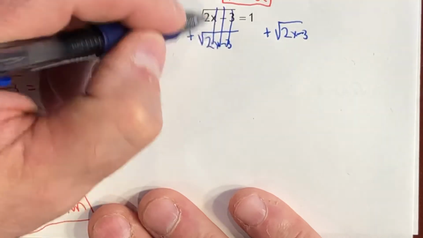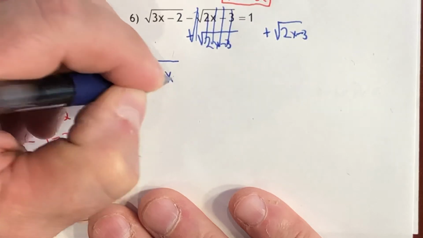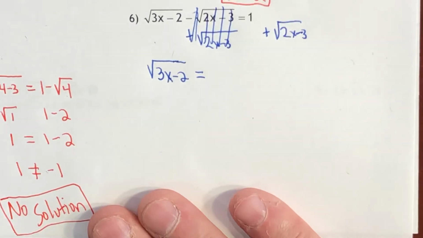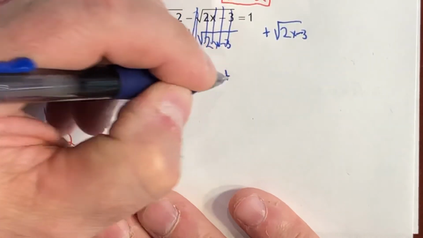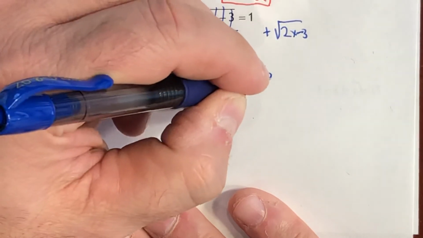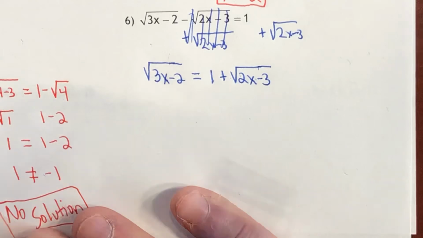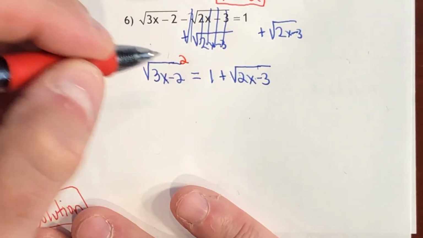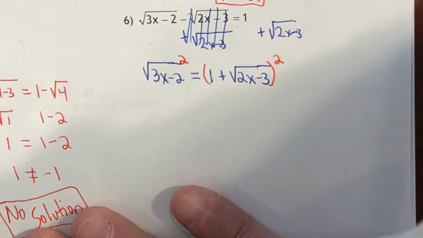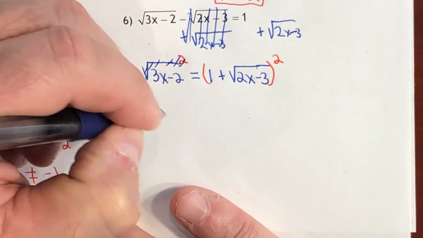So now what I have is simply the square root of 3x minus 2 on the left equals 1 plus the square root of 2x minus 3. So let's get this square root to get eliminated. So I'm going to square both sides, which means I'm putting parentheses around this because this is 1 plus that. And I'm squaring both sides. So the square undoes the square root, and the left side is simply 3x minus 2.